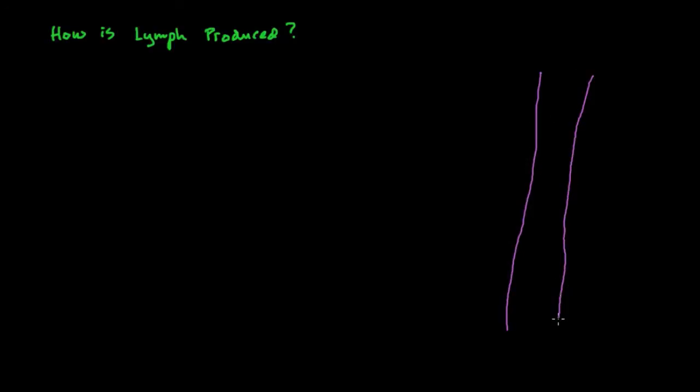So our next topic for discussion is how is lymph produced? So how is this lymph produced? Fluid, right, comes in all different forms, especially in different systems.